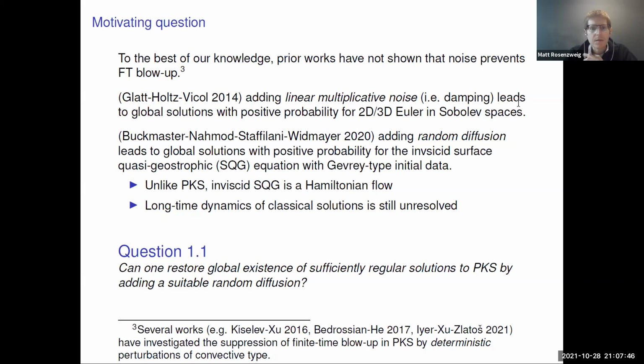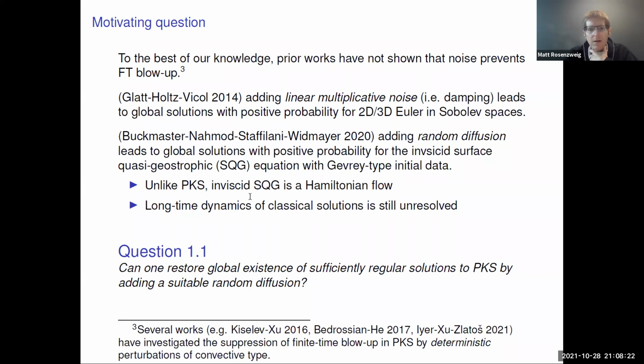Sobolev spaces. There's also some work, which I think is closest to our setting, by Buckmaster, Namad, Staffelani, and Widmeyer, where they showed that adding random diffusion leads to global solutions with positive probability for the inviscid SQG equation in these Gevrey-type spaces. And we'll come back to both of these works several times later on. But here I want to remark that SQG is a scalar equation, so it may seem somewhat similar to this PKS equation, but a priori the dynamics are very different.